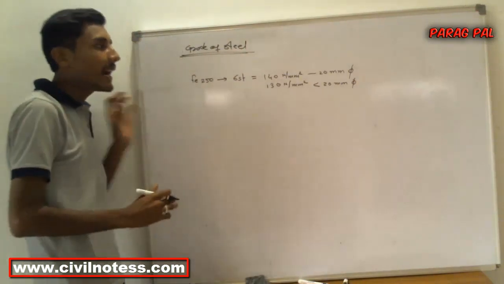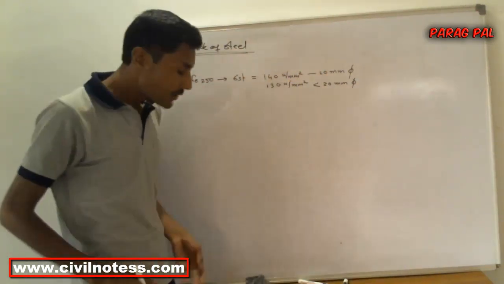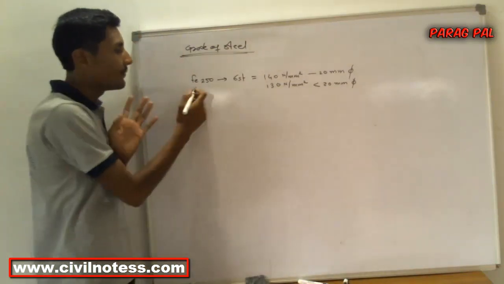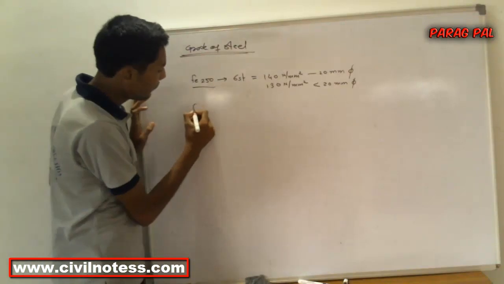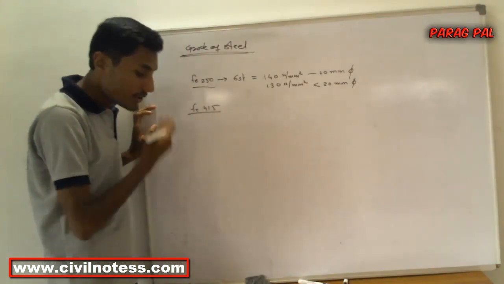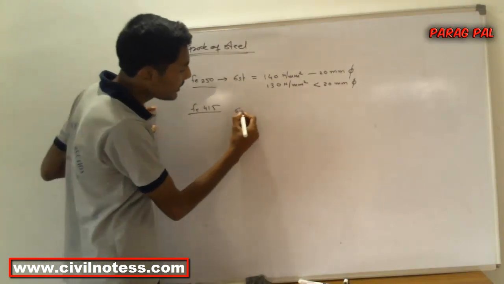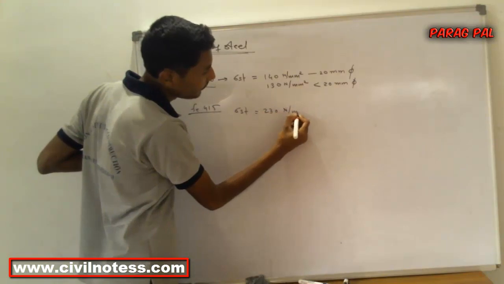Okay, so this is at equals to the 20 mm, and this is what is above the 20 mm diameter. Okay, so these things are important for the Fe 250 mild steel. If I am going to talk about the Fe 415, which steel is called the torque steel, the sigma st for this is 230 Newton per mm square.